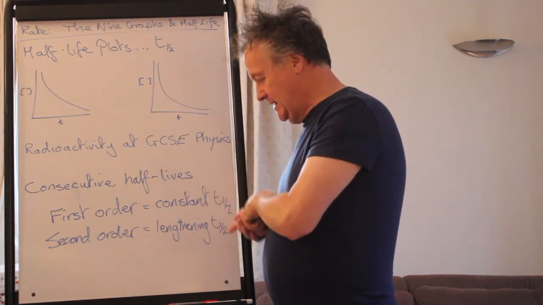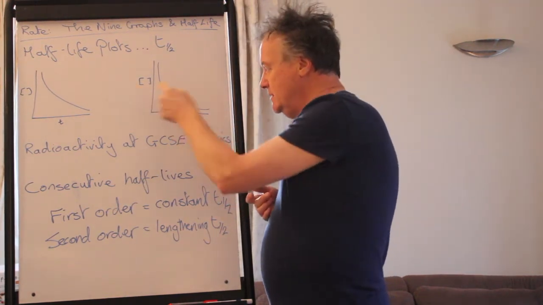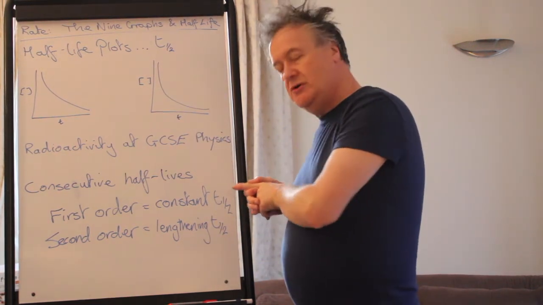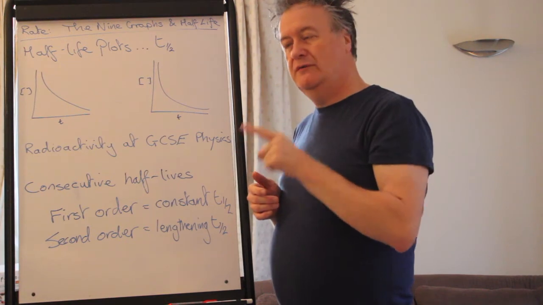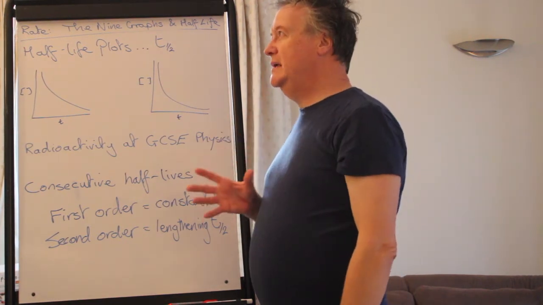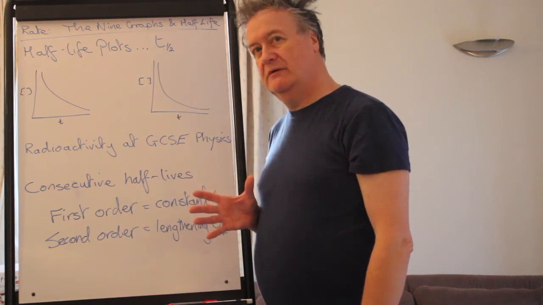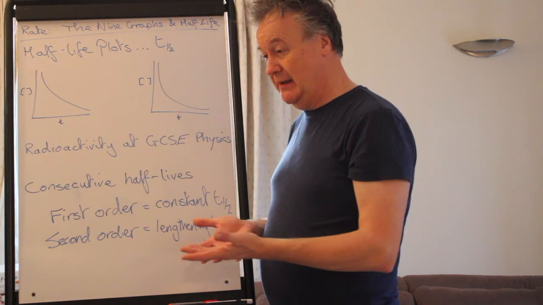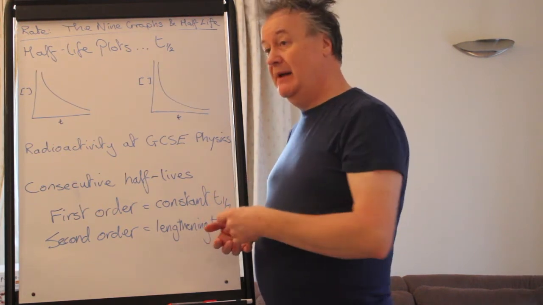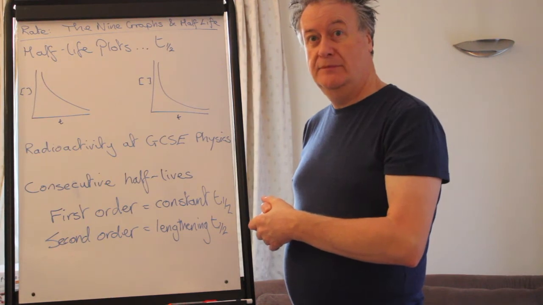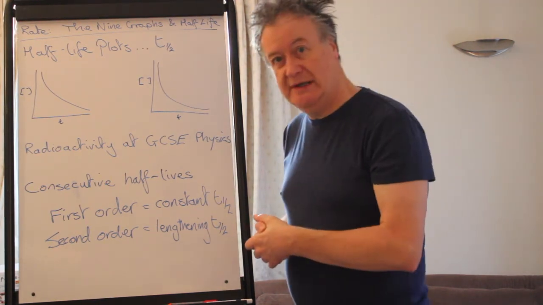Now the key thing here, this is how you tell the difference between this one and this one, if I've got those the right shape. First order, the half-life will be constant. Now, in the real world of plotting a graph, you've got a piece of graph paper, you're doing it by hand, it might not come out exactly the same. That's almost unrealistic.